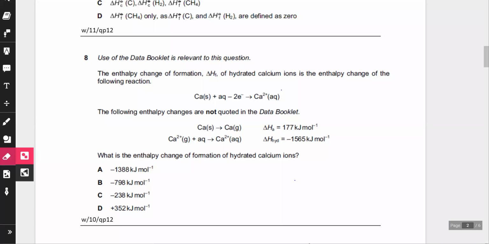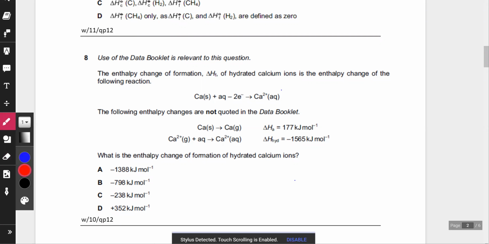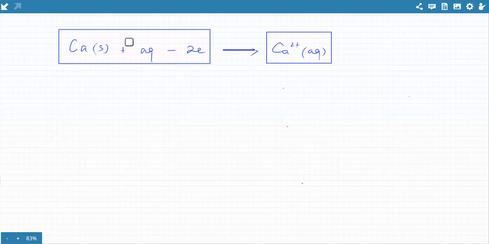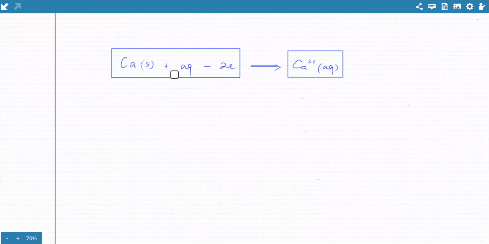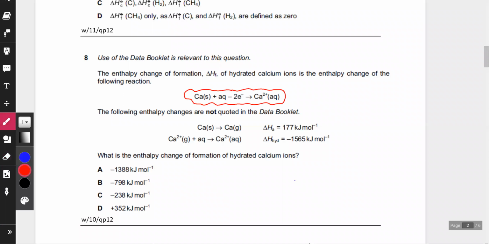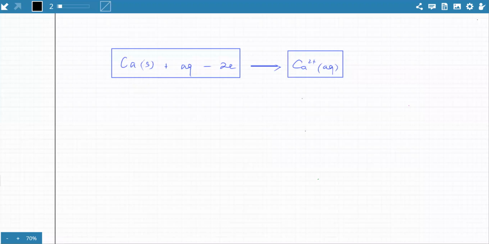So we were trying to figure out this reaction: the enthalpy change of formation of a hydrated calcium ion is the enthalpy change of the following reaction. This was the question, where you had to figure out the enthalpy change of this particular reaction. So I copied that over here. I need to figure out the enthalpy change of this reaction. This is the unknown, and that's the path I want to figure out.